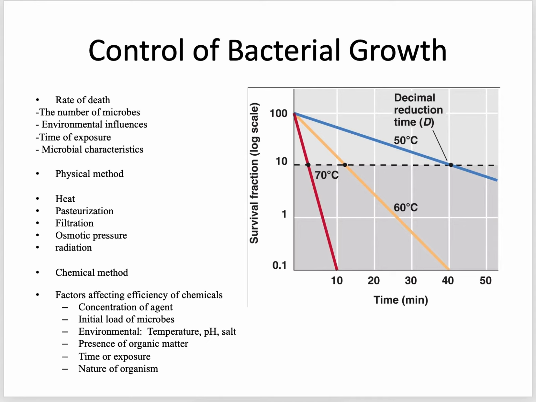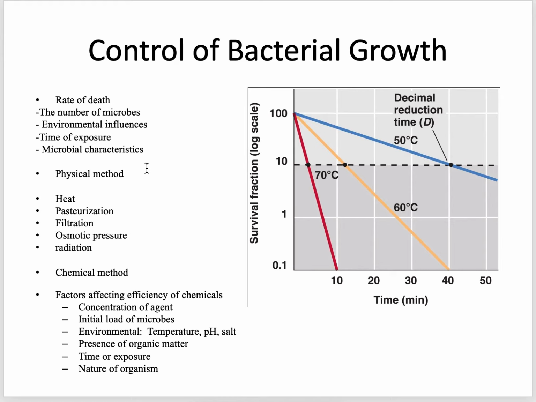We can do this by different methods. There are some physical methods like heat, pasteurization, filtration, osmotic pressure, radiation. There are also some chemical methods. By using both physical methods and chemical methods we can reduce the rate of bacterial growth. That means we can reduce the number of bacterial cells.